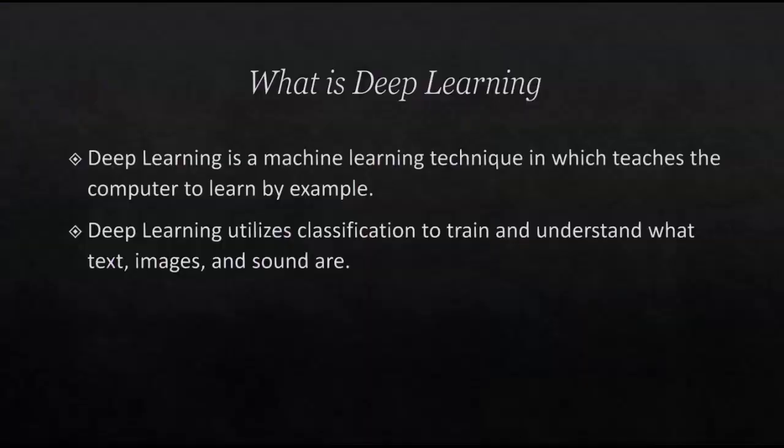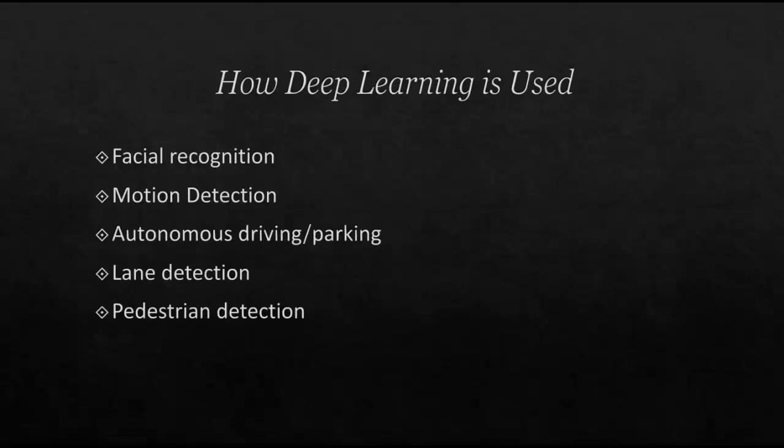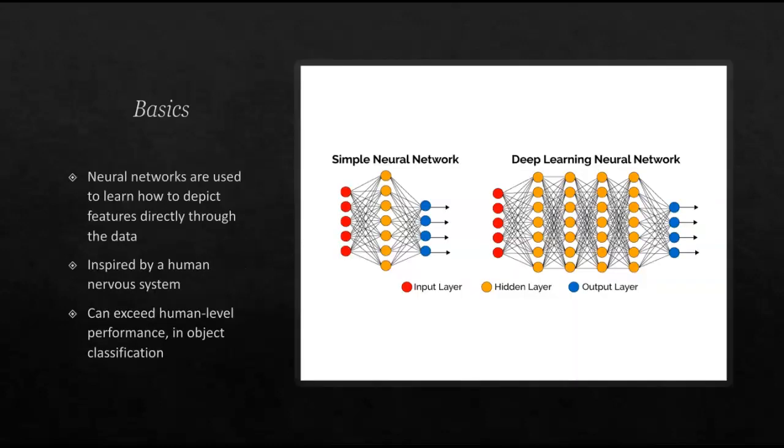What is deep learning? Deep learning is a machine learning technique which teaches the computer to learn by example. Deep learning utilizes classification to train and understand what text, images, and sound are. How deep learning is used: facial recognition, motion detection, car driving and parking, lane detection, pedestrian detection.